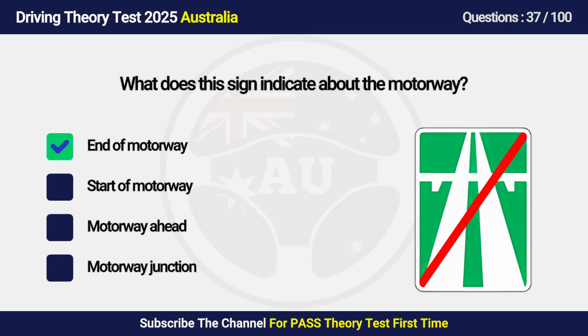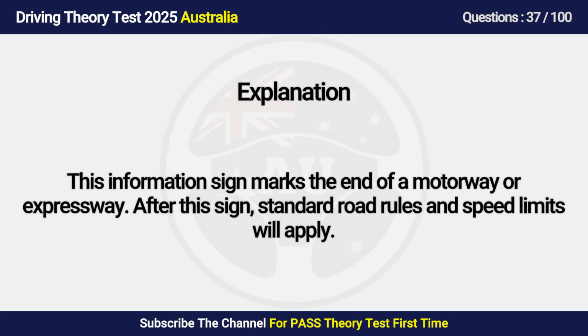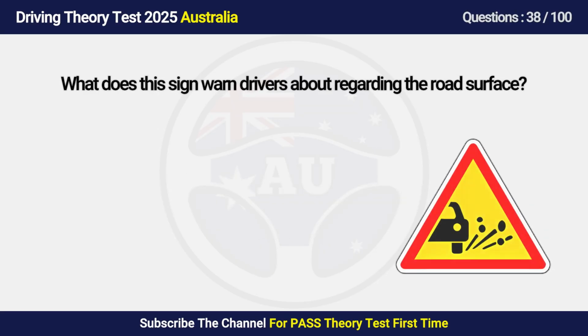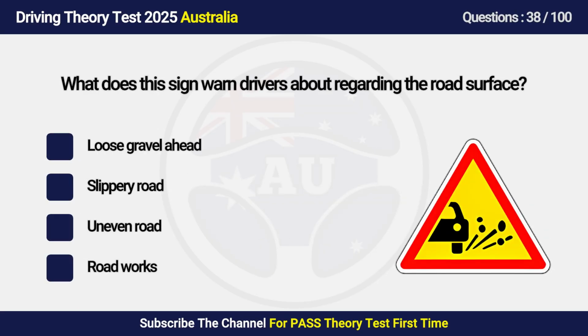Answer is A. End of motorway. This information sign marks the end of a motorway or expressway. After this sign, standard road rules and speed limits will apply. Question 38. What does this sign warn drivers about regarding the road surface?